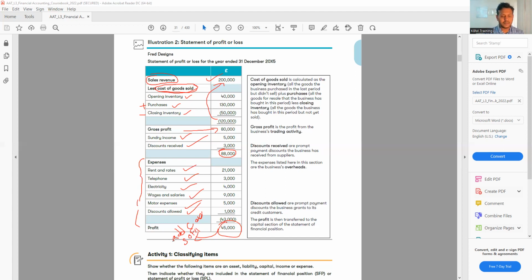So this is the format. If you read a little bit, if you try to memorize it, it's not that difficult. So you will be able to do that. All right, let's move on to the next one.